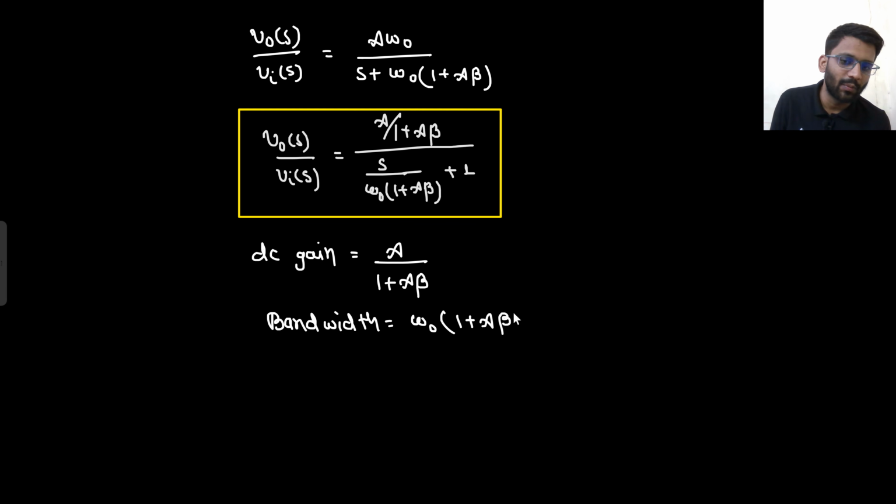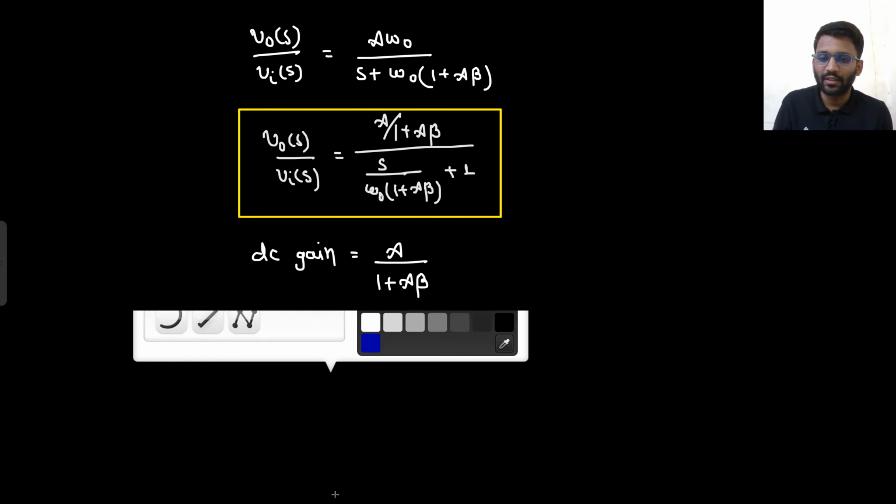This is actually the location of pole, but since this is a low pass filter, the 3 dB bandwidth will be the location of pole only. If it was a high pass filter, then what would be the 3 dB bandwidth? It would have been infinity. This concept we have seen in the frequency response, right?